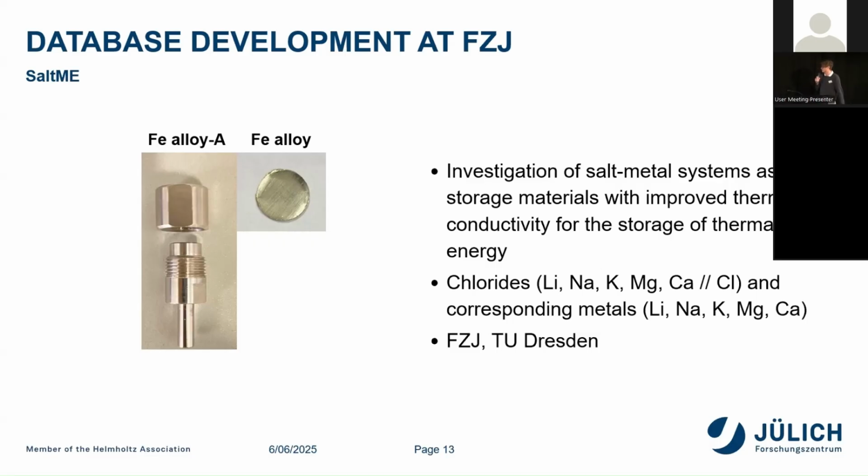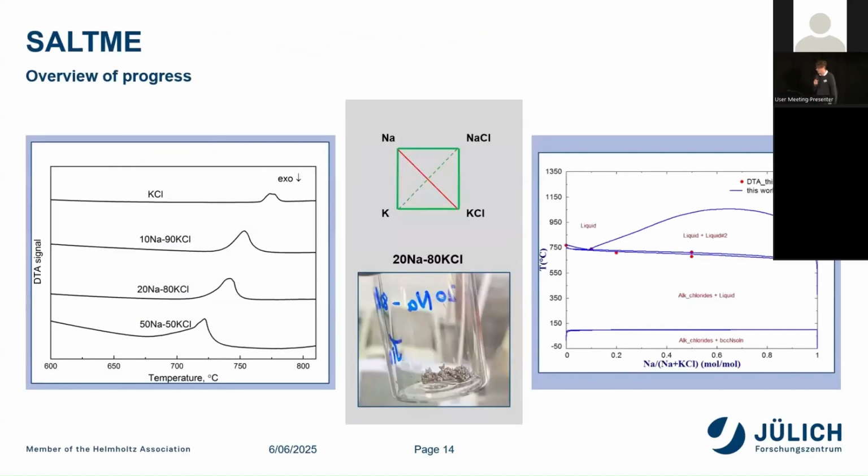This project was mainly done between us and TU Dresden. Here we can see some results from the sodium metal and potassium chloride system. From the DTA signals on the far right, it can be seen that we form a eutectic between the sodium metal and the sodium potassium chloride at around 10%. As we continue to add sodium metal, we start to have more of a two-phase region, which you can see on the phase diagram to the right.